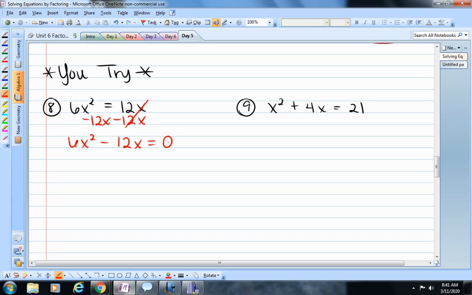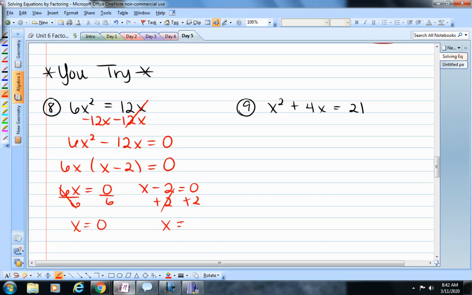So what do we do first to factor? Greatest common factor. What's the greatest common factor between 6x squared and 12x? 6x. And what does that leave you with? All right. Is it factored completely? Yes, it's completely factored. So now what do we do? Set each factor equal to 0 and solve it for x. So how do I solve 6x equals 0? Divide by 6 and x equals 0, and then the other one you add 2 and x equals 2. Raise your hand if you got your solutions 0 and 2.